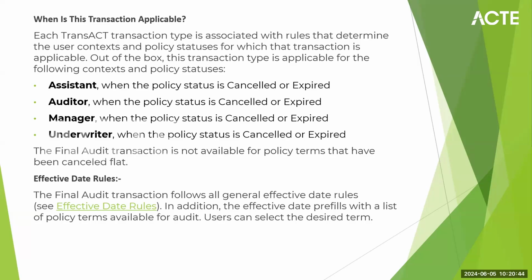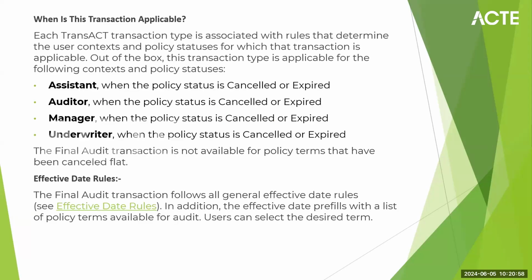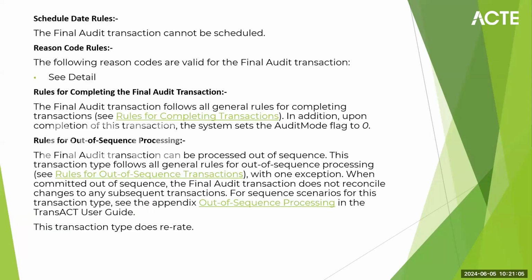Effective date rule: in addition, the effective date pre-fills with a list of policy terms available for audit. The user can select the desired term. Nothing but it will show the list of effective dates by default in the final audit transaction. You have to select the date whichever you want. Right. Schedule date: the final audit transaction cannot be scheduled. Like you cannot select any date, or this field is not available for the final audit transaction.